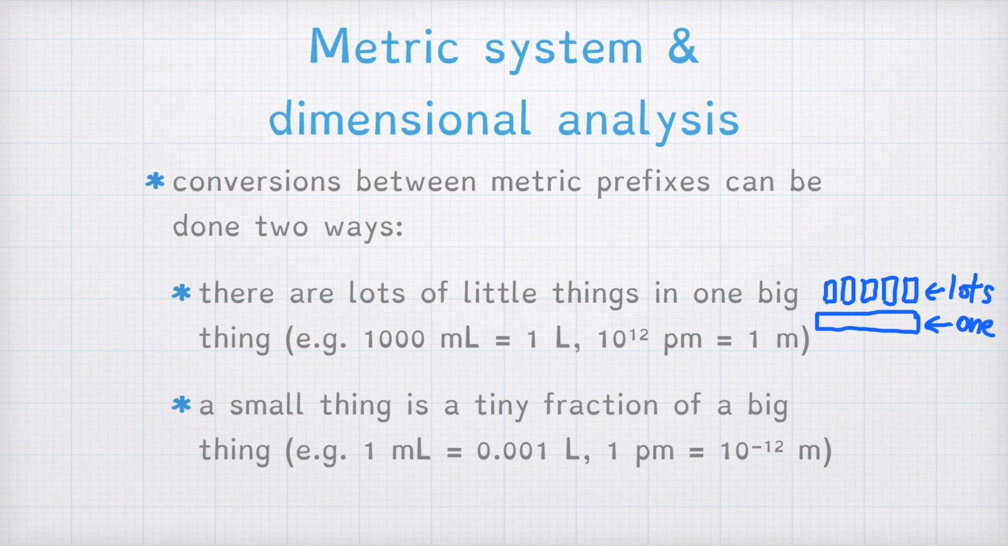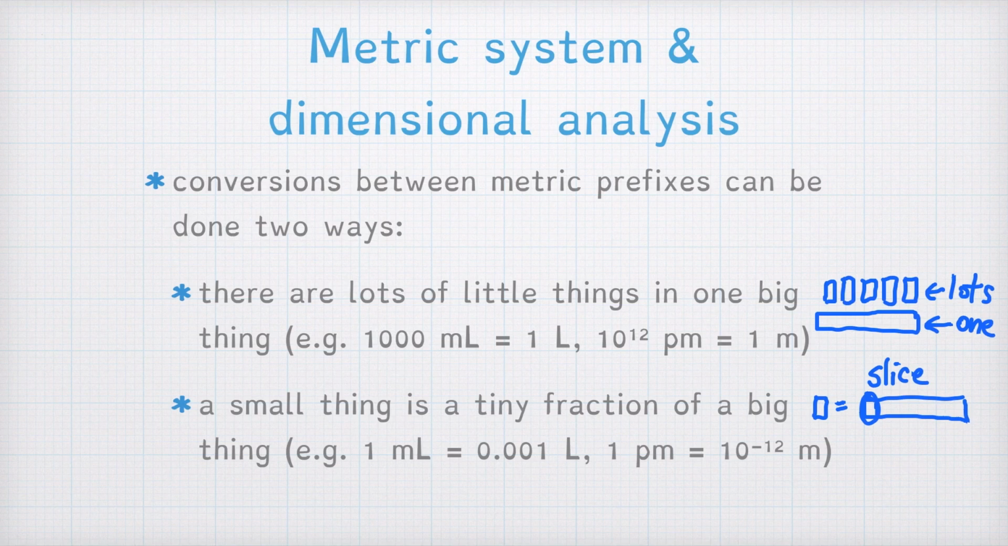The other way to think of it is that if you have a small thing, that's equal to a tiny slice of the big thing. And so whichever way you think of it is going to determine how you set up your fractions in the conversion factor.